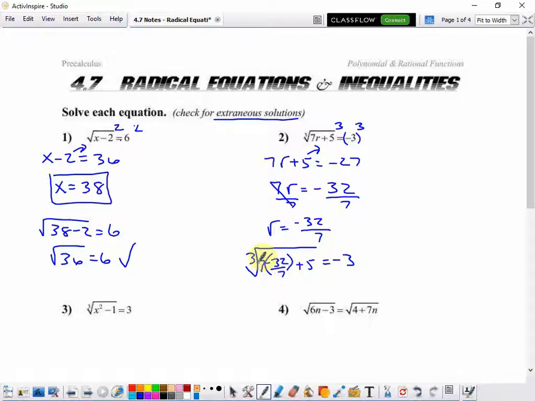7 and 7, those are going to cancel. It's 7 over 1 times negative 32 over 7. So I get negative 32 plus 5. That's negative 27 under a cube root equals negative 3.